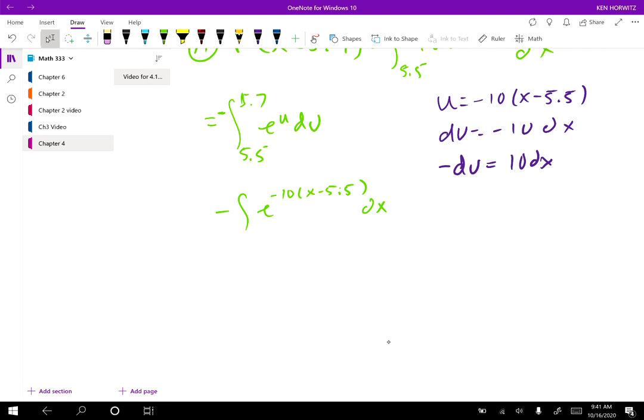So when we do that integral, we wind up with, right, 5.5 to 5.7. And now when we do the integral and we execute the fundamental theorem of calculus, we get negative e to the negative 2 plus e to the 0. And when I do that out, I get 0.865.